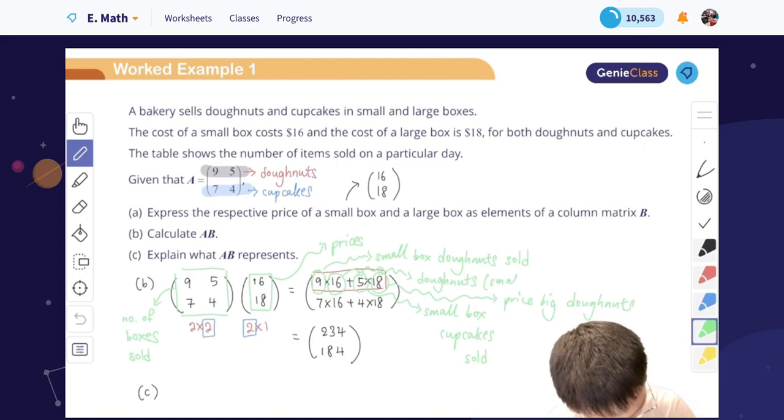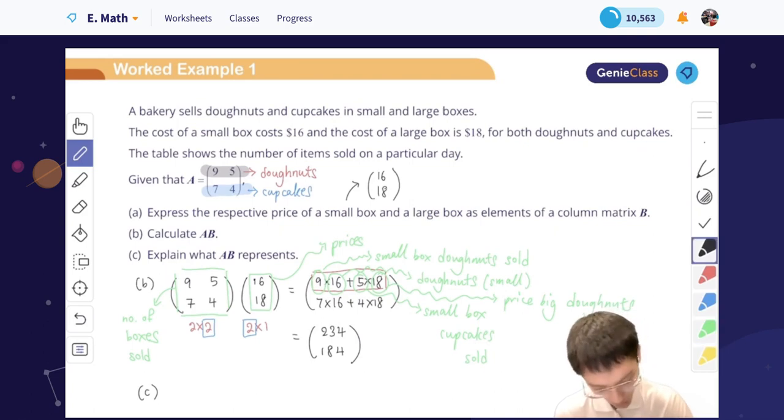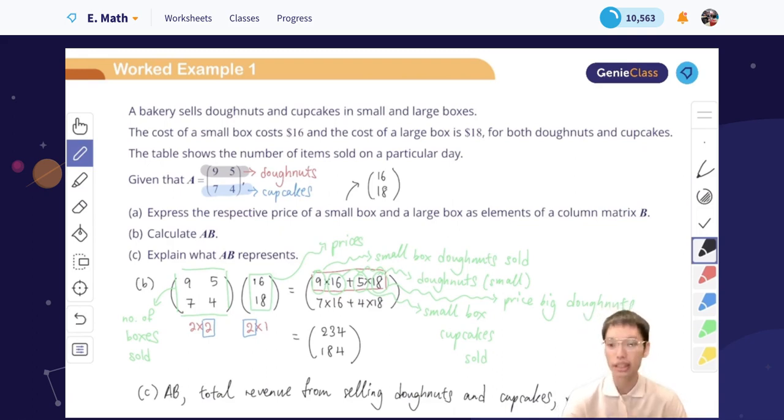So realize when I add this all up, what do I get? To rephrase Jude's phrasing, what does AB represent? AB actually represents the total revenue from selling donuts and cupcakes respectively. So one column is the donut column. The other element is actually a cupcakes element.